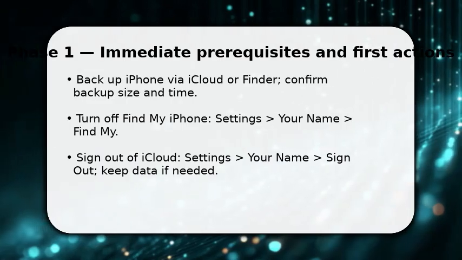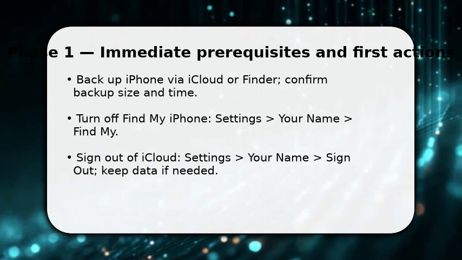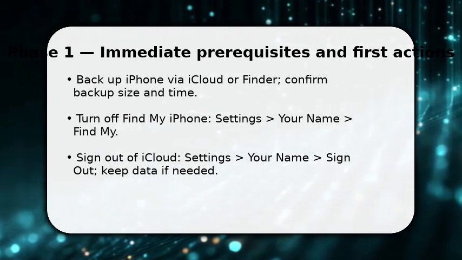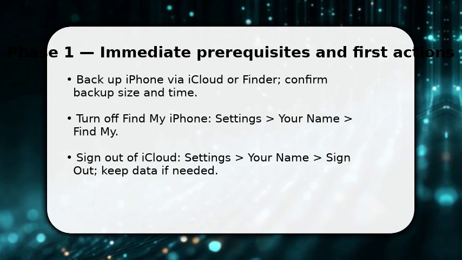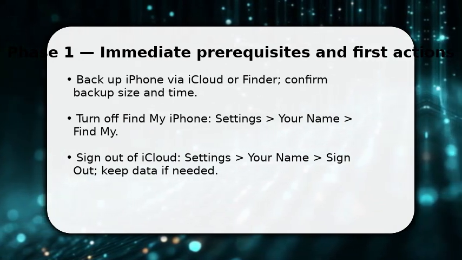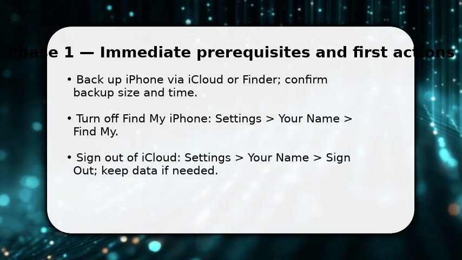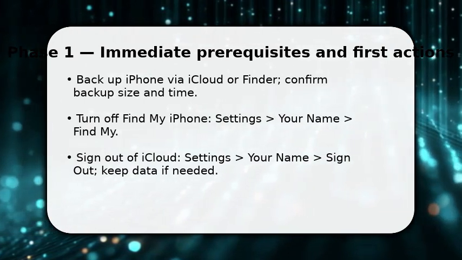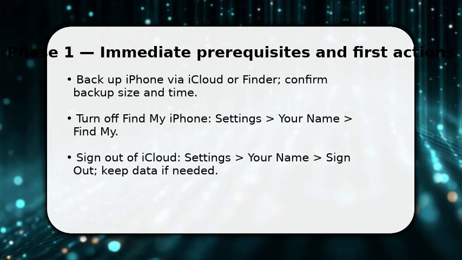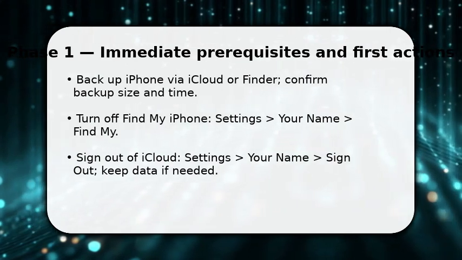You're starting the reset now, so back up first. iCloud or Finder saves your photos and settings. Turn off Find My iPhone because activation lock prevents resets. Go to Settings, tap your name, then Find My and disable it. Sign out of iCloud so the Apple ID is removed. This unlinks iCloud, iMessage, and FaceTime.